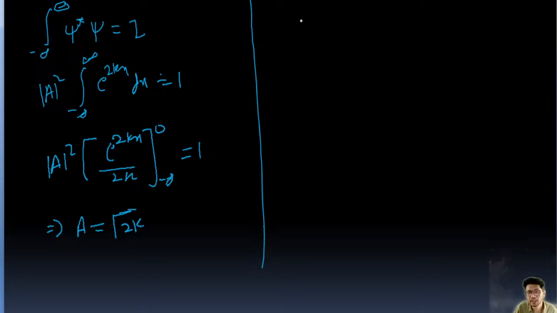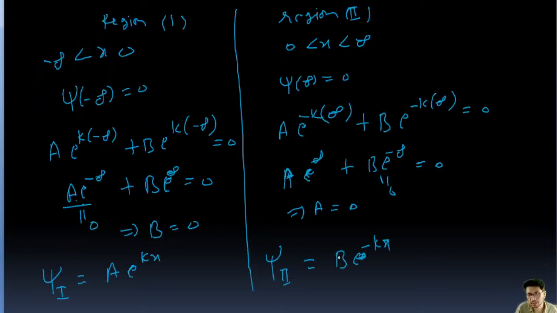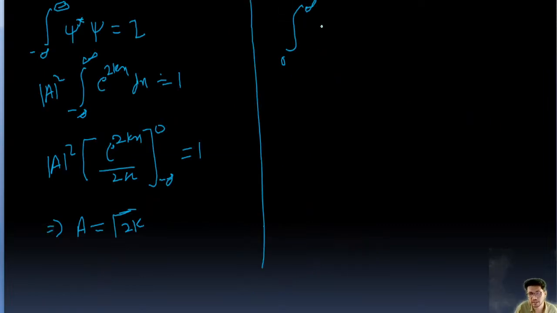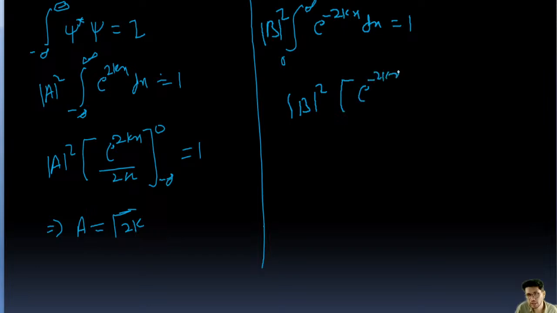Okay, similarly here we'll normalize the second wave function, that is the wave function in region 2, that is 0 to infinity. The wave function is e to the power minus kx. So psi star psi gives e to the power minus 2kx, and this is mod b square outside, dx equal to 1. So we'll again simplify it: mod b square times e to the power minus 2kx upon minus 2k, from 0 to infinity, equal to 1, and we put the value.